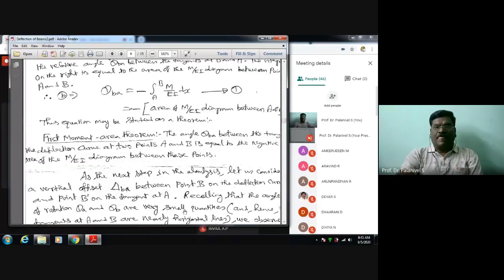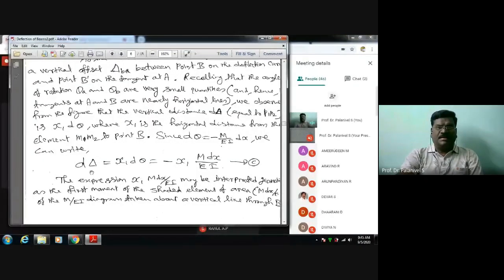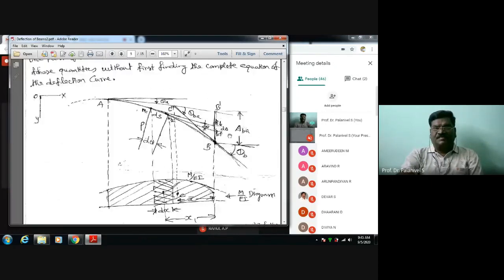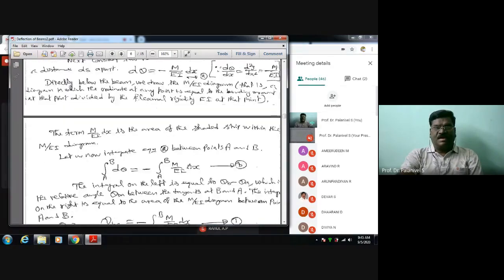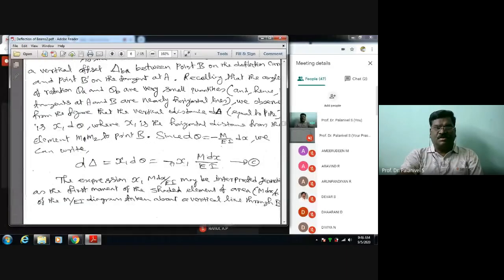So d delta is the vertical offset here, P1 P2. This d delta is equal to d theta into x1. But we know what d theta is. d theta is equal to minus M by EI into dx. This we already have. So that is equal to minus x1 into M by EI into dx.